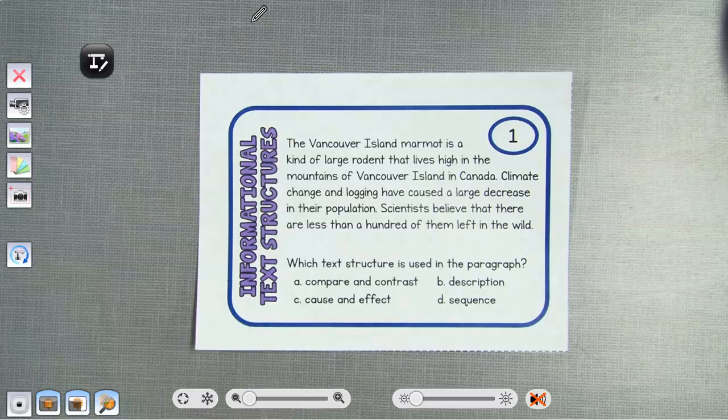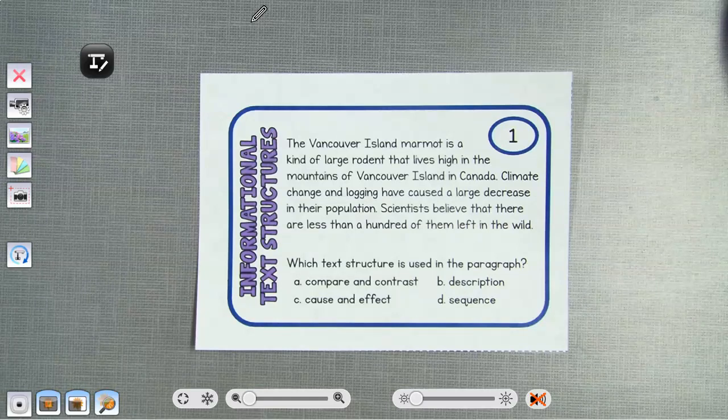So we're going to read a short little, I don't even know if I want to call it a passage, but a short little couple of sentences and figure out what the text structure is. So let's start out. The Vancouver Island marmot is a kind of large rodent that lives high in the mountains of Vancouver Island in Canada. Climate change and logging have caused a large decrease in their population. Scientists believe that there are less than 100 of them left in the wild. So, which text structure is used in the paragraph?